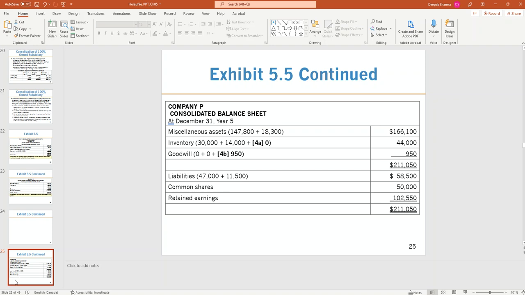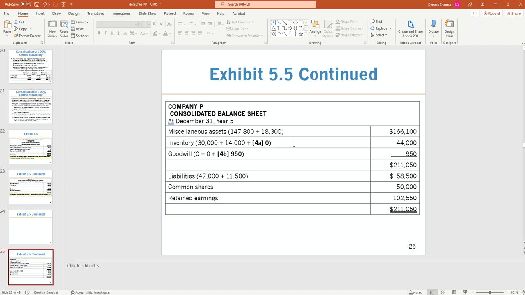So this example was pretty simple. We don't have many numbers, but what you do is you look at the number on the parent and the number on the subsidiary's financial statement, and if there are any assets that you recognized at the time of business combination, if there is a value there, you will add those numbers in here as well. So in this case, we only have two numbers. One was inventory, another was goodwill.